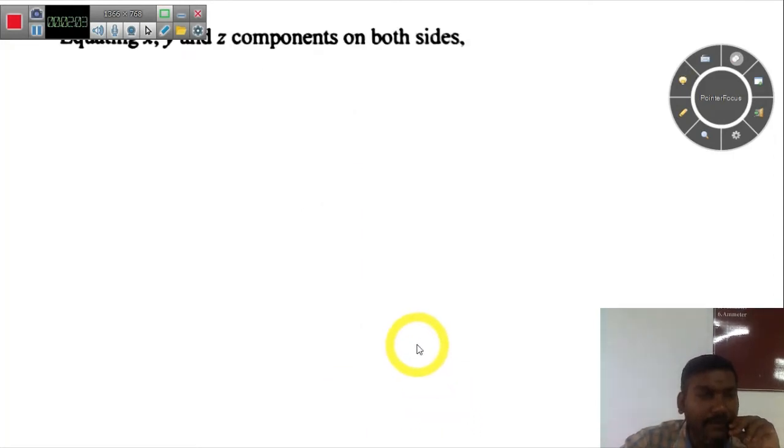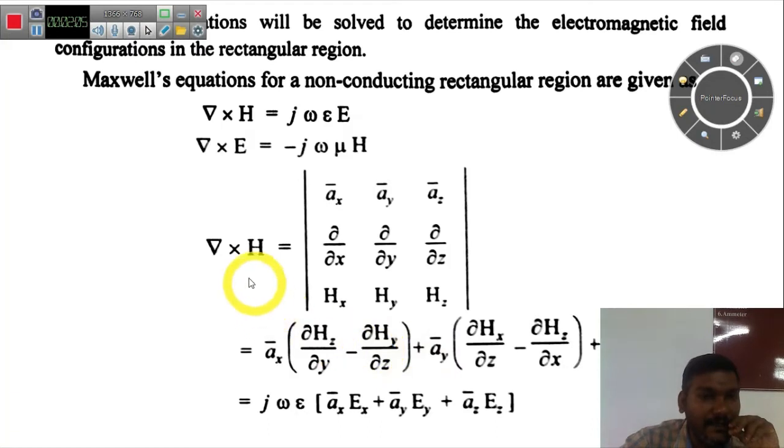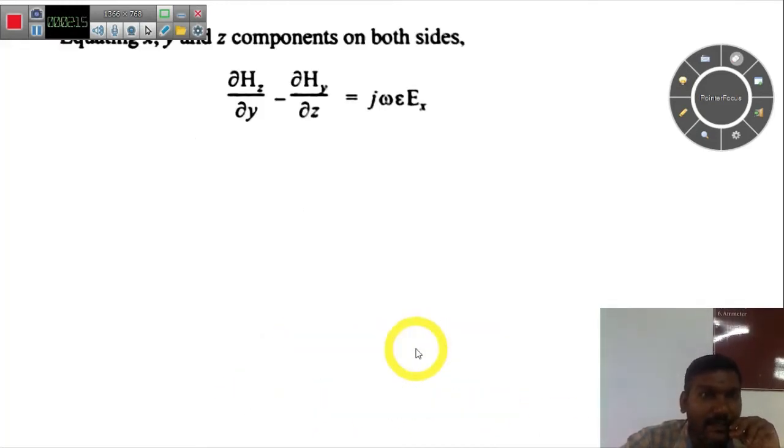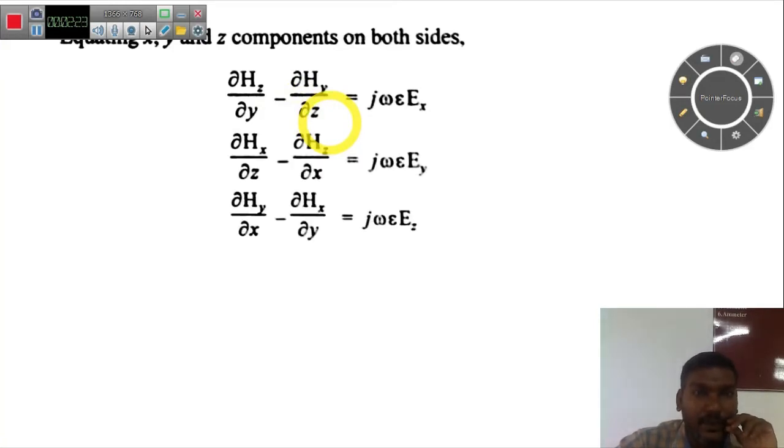And we can equate the left hand side and right hand side components. Left hand side we have del cross H, right hand side we have j omega epsilon E, with ax, Ex, ay, Ey, az, Ez. So this is left hand side, that is right hand side. We can equate the values: dou Hz by dou y minus dou Hy by dou z is equal to j omega epsilon Ex. Similarly we can equate the other values, and this is considered equation number 1.